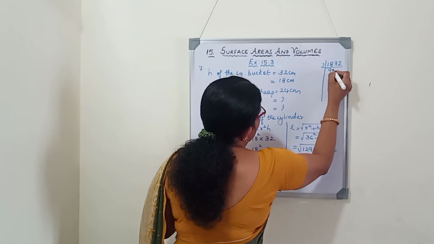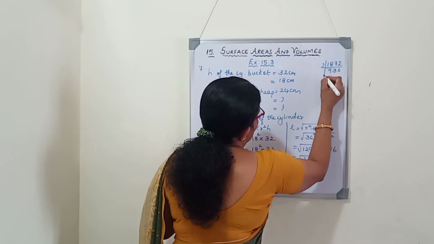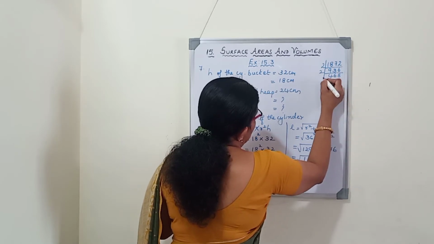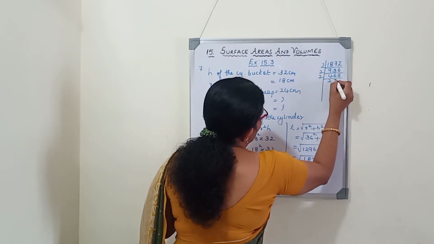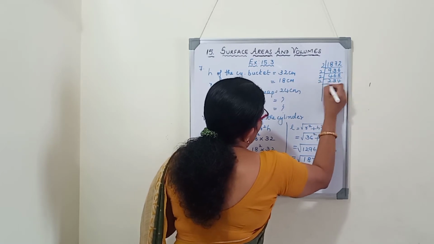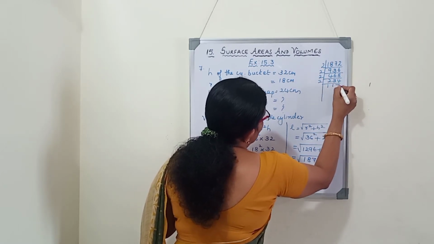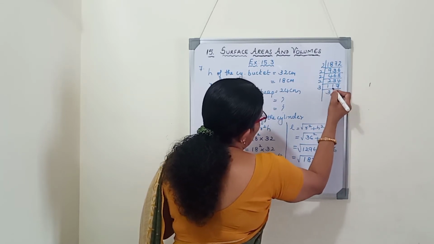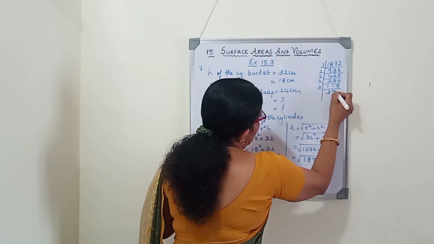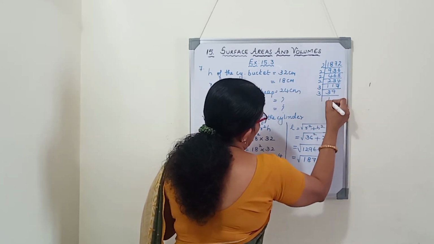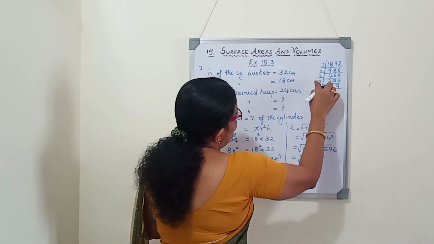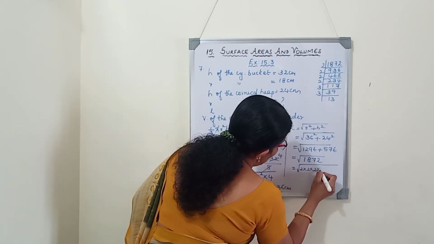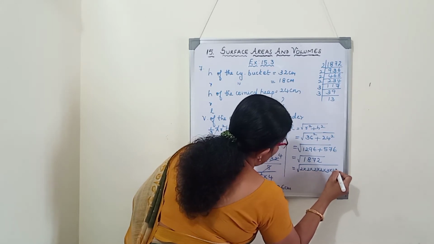So we will do prime factorization of 1872, dividing by 2 repeatedly and then by 3. So we will get 2 4 times. Square root of 2 into 2 into 2 into 2 into 3 into 3 into 13 we will get.